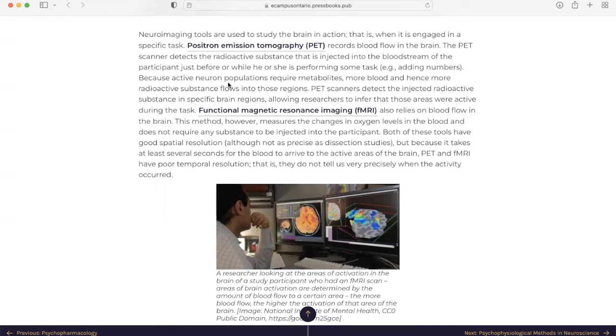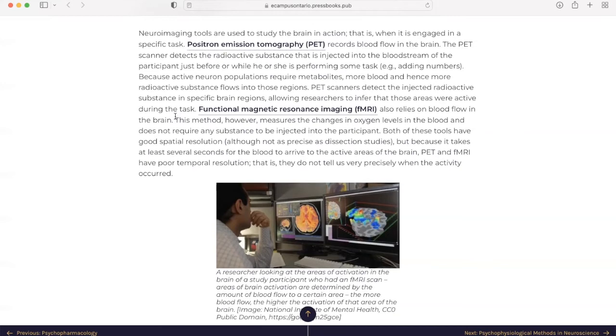Because active neuron populations require metabolites, we talked about metabolites earlier, glucose and oxygen are metabolites, the source. More blood and hence more radioactive substance flow into those regions. PET scanners detect the injected radioactive substance in the specific brain regions, allowing researchers to infer that those areas were active during the task. So where in the brain?